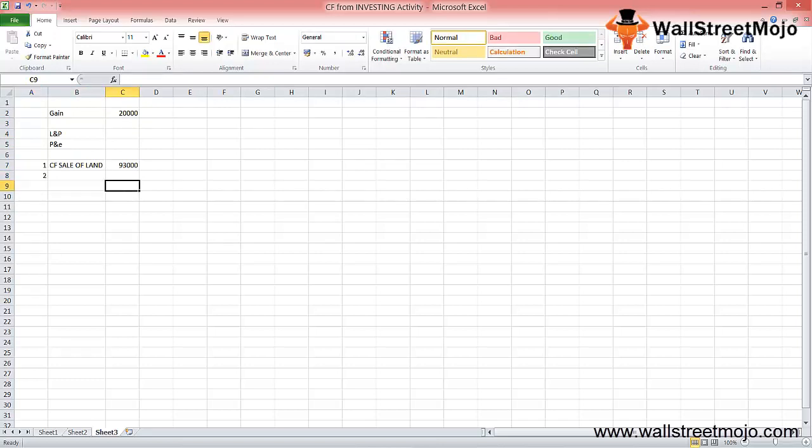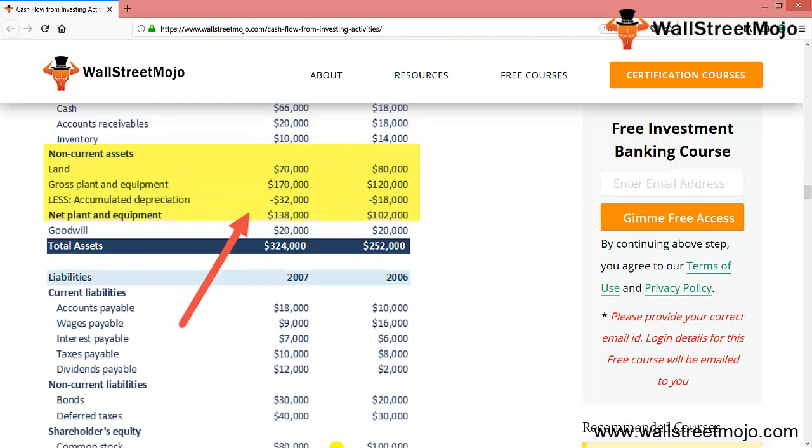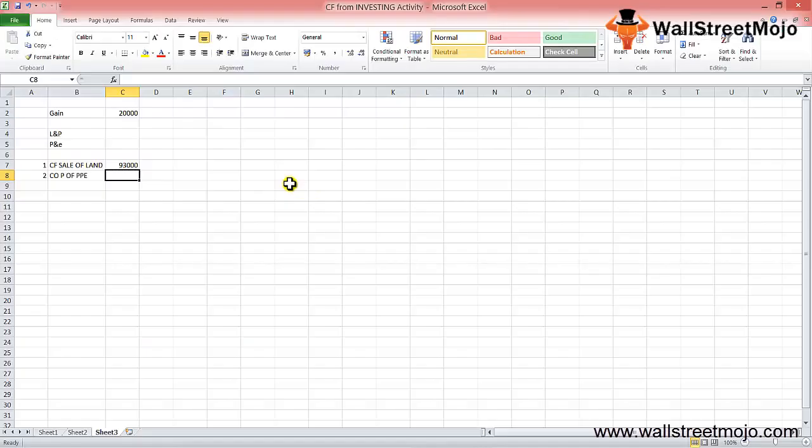The second is the cash outflow from the purchase of property, plant and equipment. In that case, it's visible over here: 1,20,000, as you can see, minus 1,70,000. It's as simple as that. We know the amount. I'm just doing the calculation: 50,000.